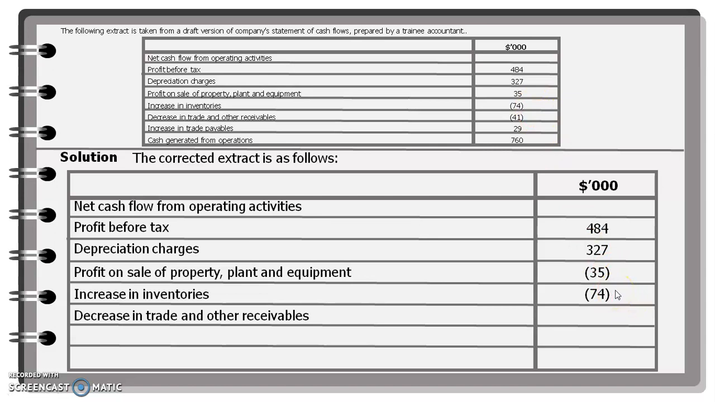Next, decrease in trade and other receivables. When trade and other receivables are decreasing, it means cash is coming in. It should be added. This 41 should be added. But what did the trainee do? The trainee deducted 41.